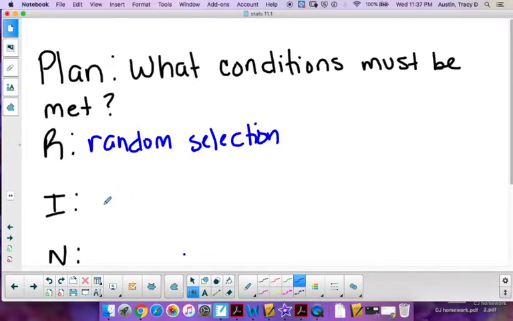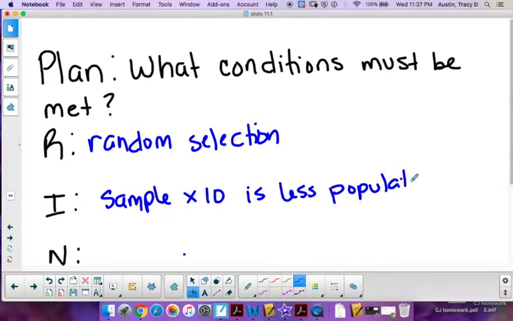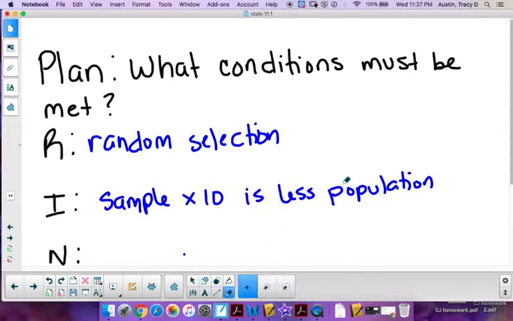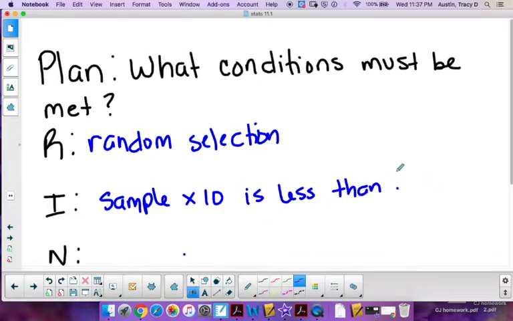Okay, independent is still the rule. Your sample times 10 is less than the population. Okay, you have to make sure that there's at least 10 times your sample in your population. That actually should say less than the population, shouldn't it? So 10 times your sample is less than the population. Okay. So that hasn't changed, and we still have to write those 2 out.